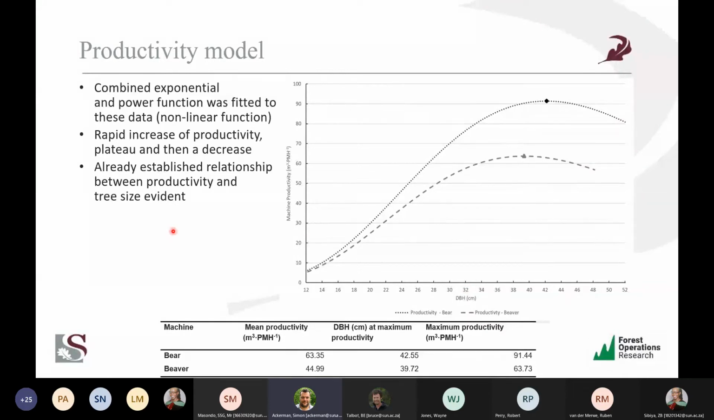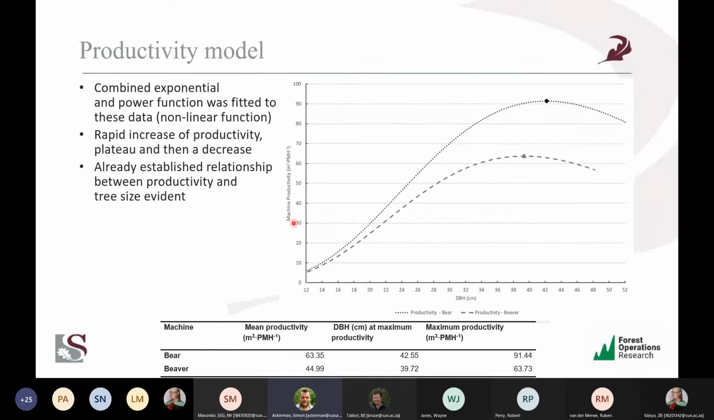The productivity model, a big term here. I applied a combined exponential power and power function. It is a nonlinear function. It's basically characterized by a rapid increase in productivity, tapering off, plateauing, and then dropping, similar to what we saw on the previous slide, looking at those box plots. You can also see that the already established relationship of productivity versus tree size is well evident there.